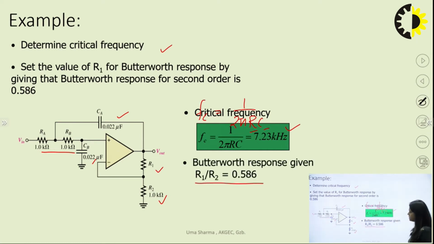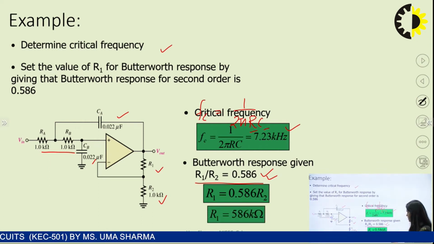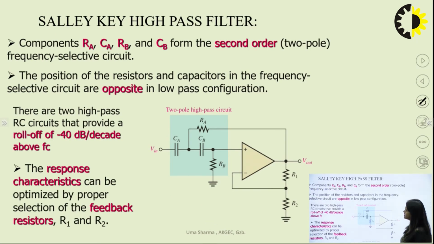I have already told you the value of R1 by R2 is 0.586 for the Butterworth response. So if you are designing a Butterworth response, then this value is 0.586. Otherwise, you can design a filter for any given gain. So by using the value of the Butterworth gain, you can calculate R1, which is 0.586 of R2. Just assume the value of R2. You can calculate because R2 is given in the circuit, that is 1 kilo ohm. So R1 equals 586 ohm. So this is how you can solve the problem based on designing of a low pass filter.